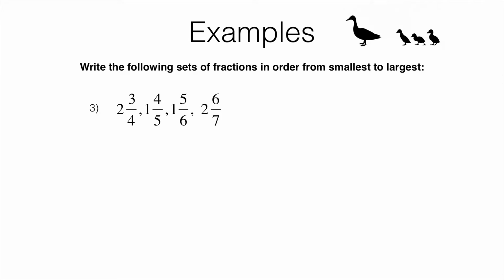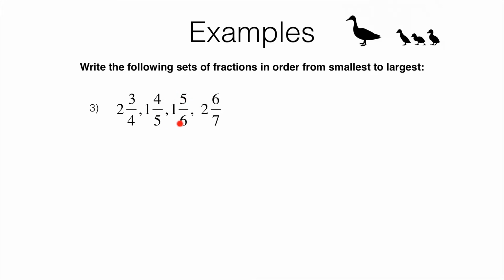In question 3, we have mixed numbers. By looking at the whole number parts of these, it should be obvious straight away that these two are going to be the smaller two because you've only got one whole and a bit, and this fraction and this fraction at the end are going to be the larger two fractions because you've got 2 and a bit in both cases. So all we need to do is decide within those pairs which comes first and which comes second.